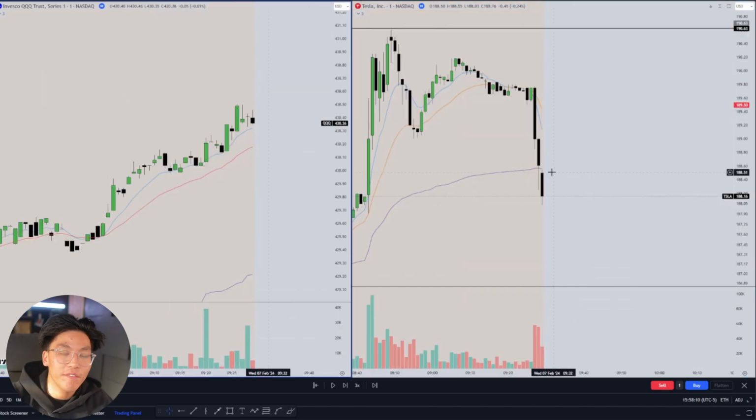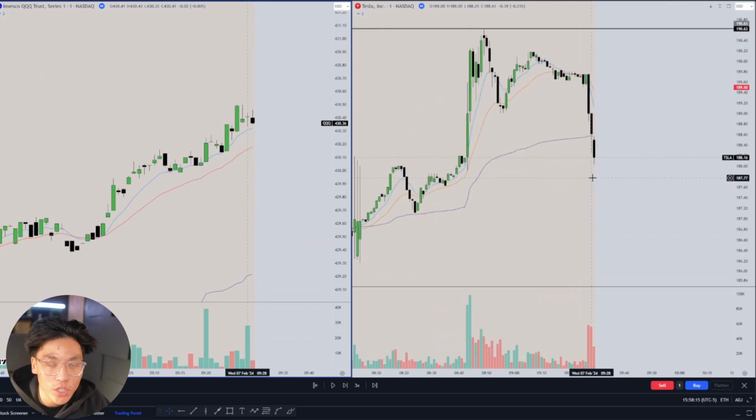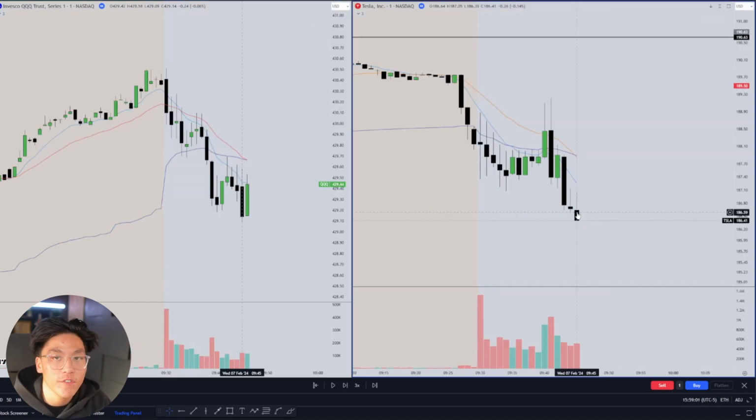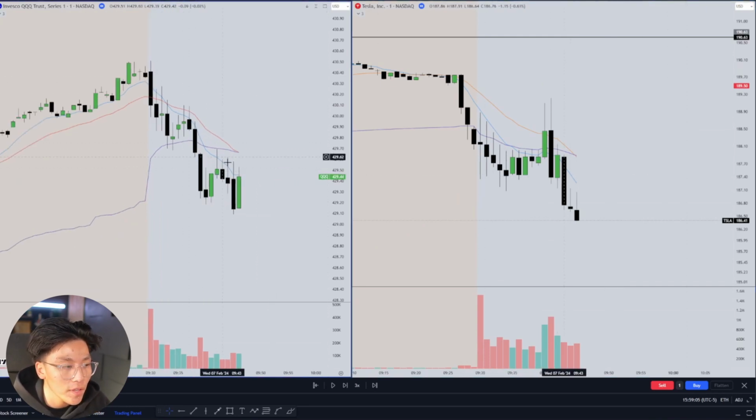So now I'm on my final example of the day. It is also on Tesla as well. And we're strictly just going to be looking at intraday timeframes, right? Without having any higher time frame bias. So right here, I have the first 15 minutes played out on Tesla and the Qs. And you can see right here, we're both in a downtrend, right?